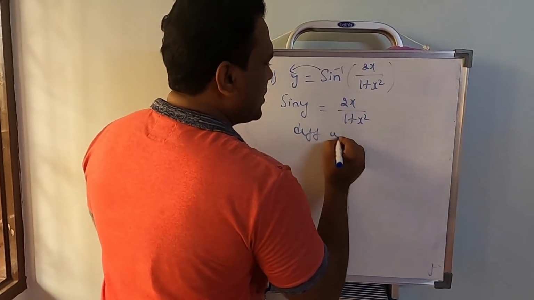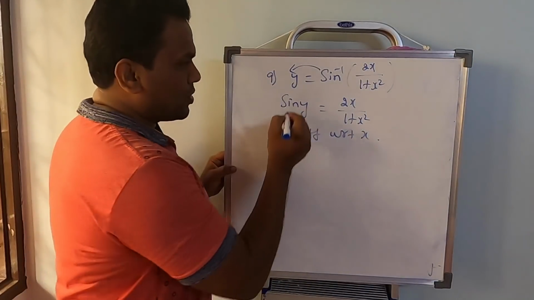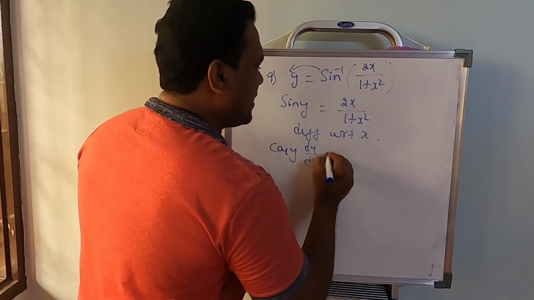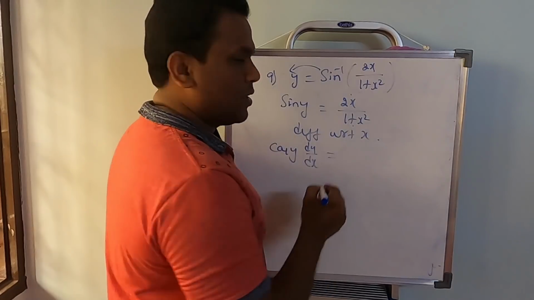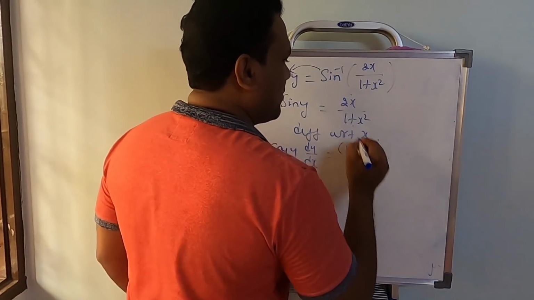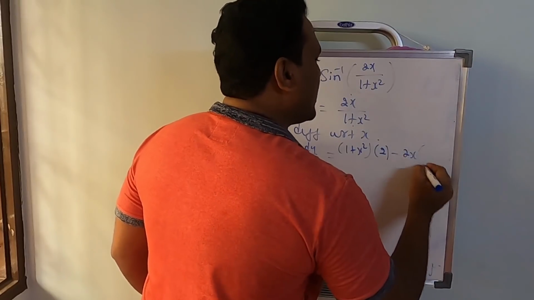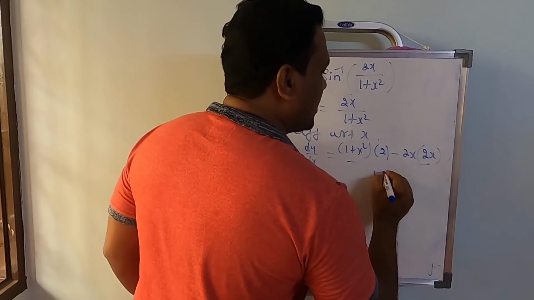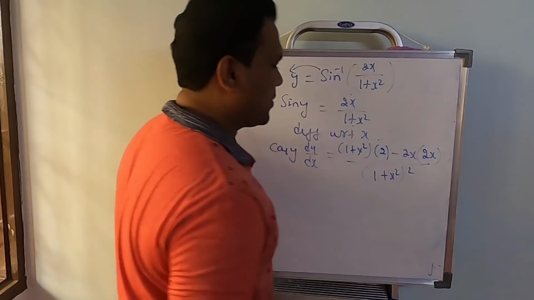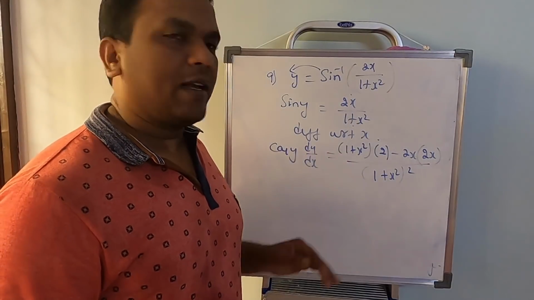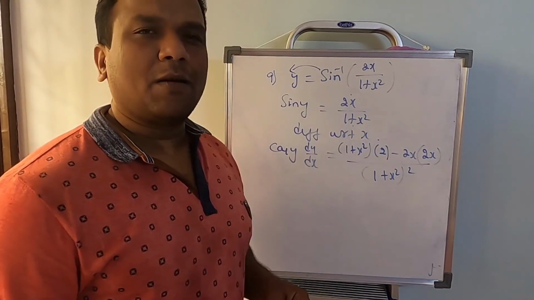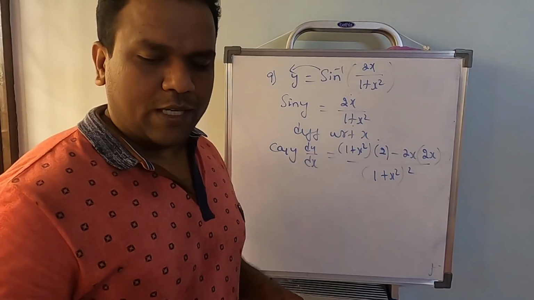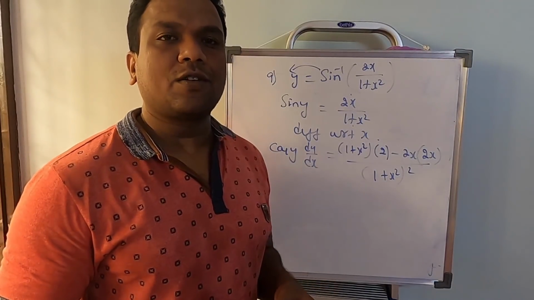Now I will differentiate both sides with respect to x. What is differentiation of sine y? Differentiation of sine y will be cos y multiplied by dy by dx, and on the right side apply the quotient rule. So 1 plus x square multiplied by differentiation of 2x, which is 2, minus 2x multiplied by differentiation of 1 plus x square, which is 2x, divided by denominator 1 plus x square the whole square. Keep simplifying till you get the value of dy by dx. But for this particular problem I will suggest you go with substitution. Actually it's easy.